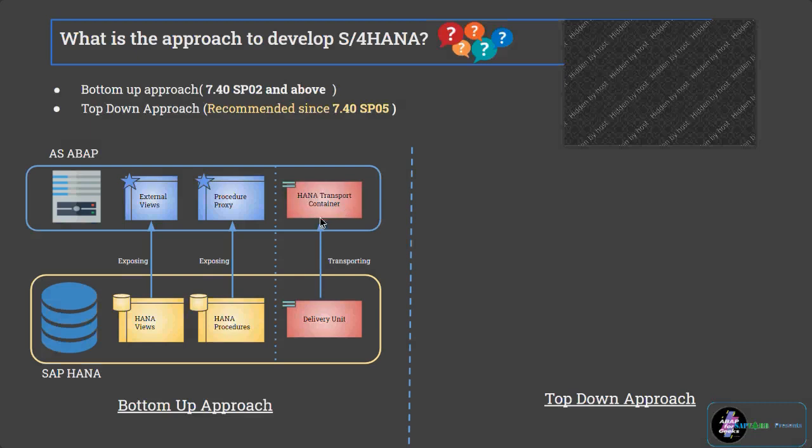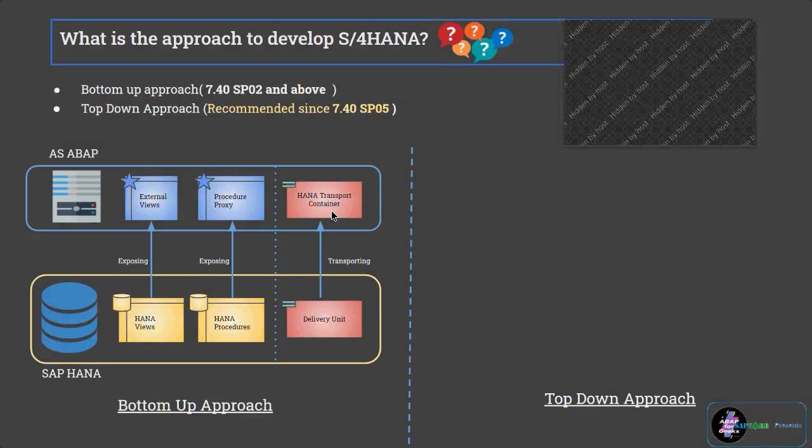And then there will be a HANA transport container. So you have to move the above 3 objects and the below 3 objects. If any one of them is missing, it will cause a lot of trouble. It was very horrible for a developer to do all these things, creating double objects for each and every thing that you have to create.